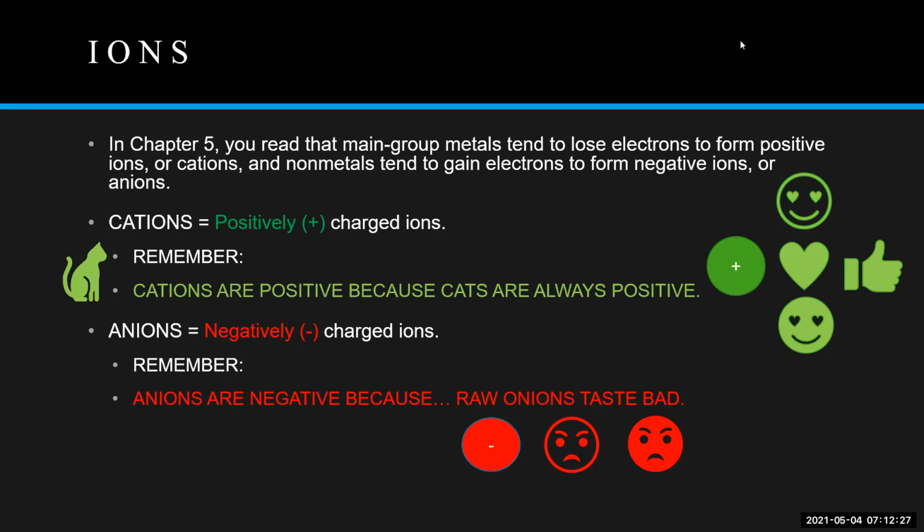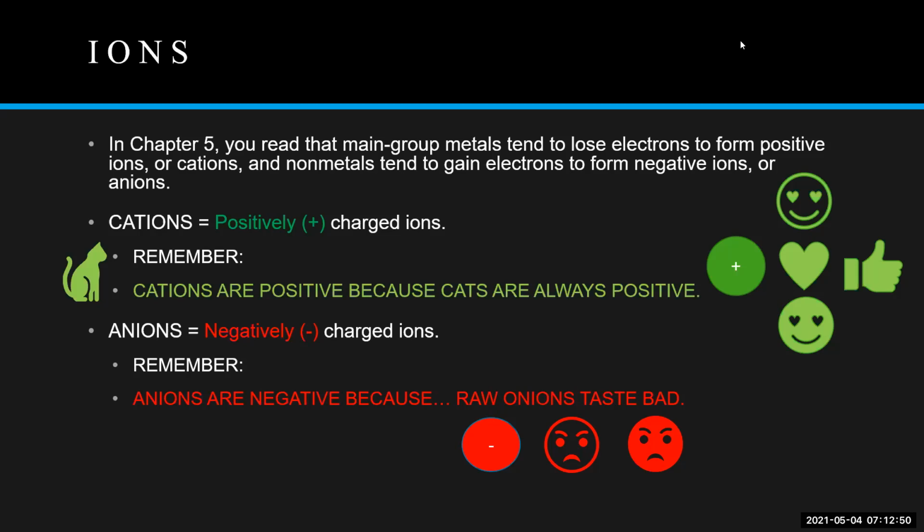Positive, like cations, for example. Cations are positively charged ions. Remember, cations are positive because cats are always positive. Cat, ion, cation. Then we have the anions, okay? Anions are those ions that are negatively charged.